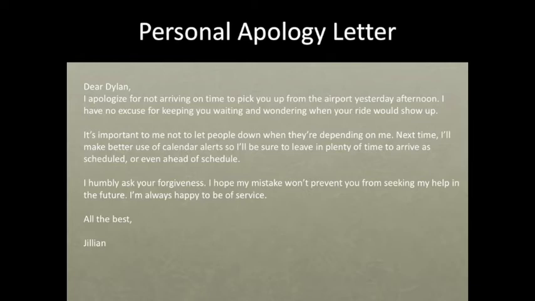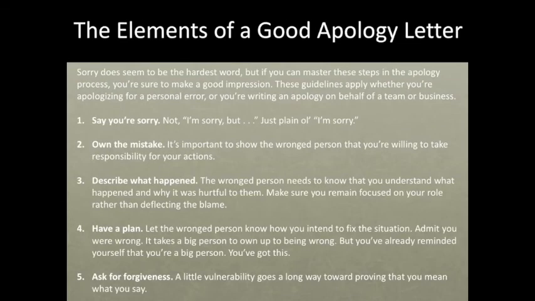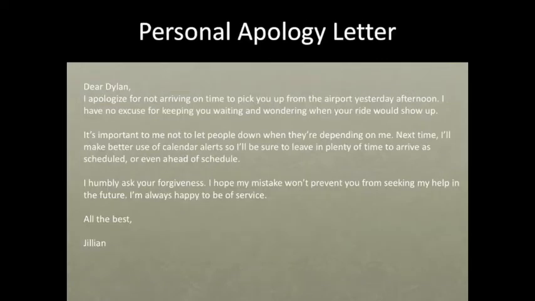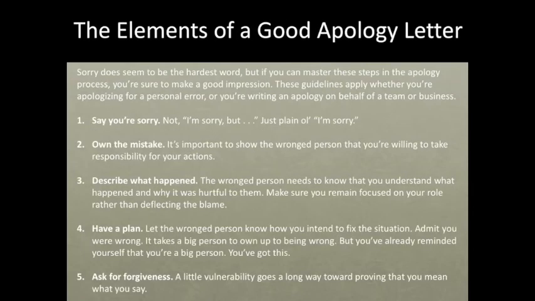I humbly ask for your forgiveness. I hope my mistake won't prevent you from seeking my help in the future. I'm always happy to be of service. All the best, Jillian. So again, not super long, but it does touch on all these bases. She says I'm sorry. She owns the mistake, describes what happened, and has a plan to fix that problem in the future. And then she's asking for forgiveness. So this is a good example of a letter from Jillian to Dylan using these 5 steps.